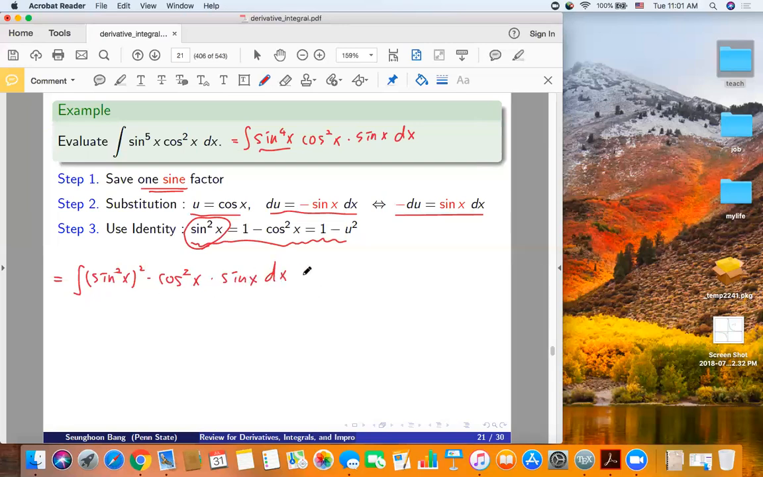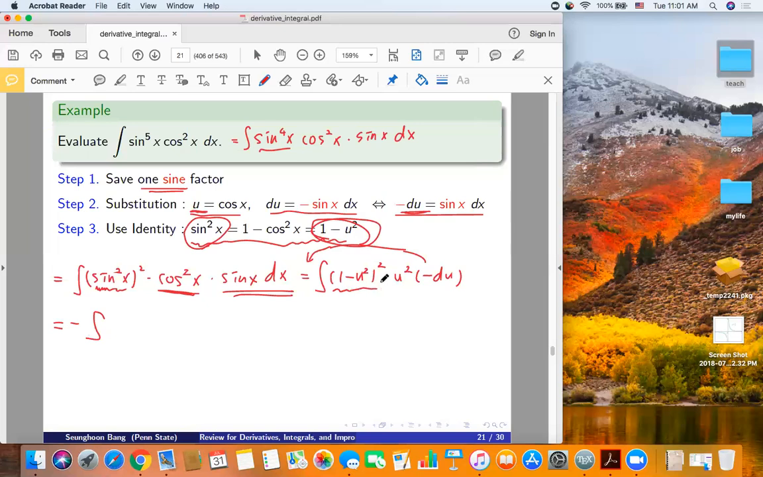So what happens? This is the same as the integral. Here, sine square of x is 1 minus u square. You plug in 1 minus u square squared, and cosine square x is u square. Last one, sine x dx is minus du, negative du. The next step: take out the minus 1, the negative integral of 1 minus u square squared.